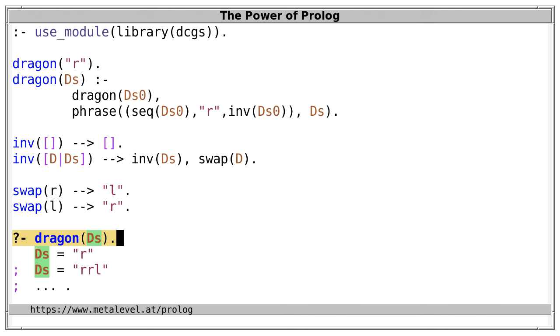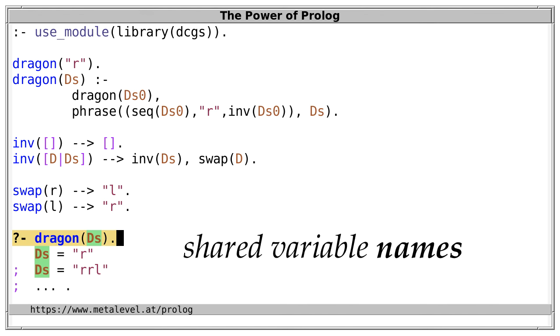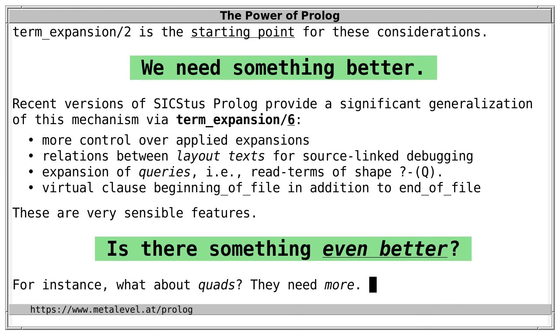So the query, a read term, is related to the following read term via shared variable names. And an ideal expansion mechanism would maybe be expressive enough to implement even quads. So please help find such a mechanism.